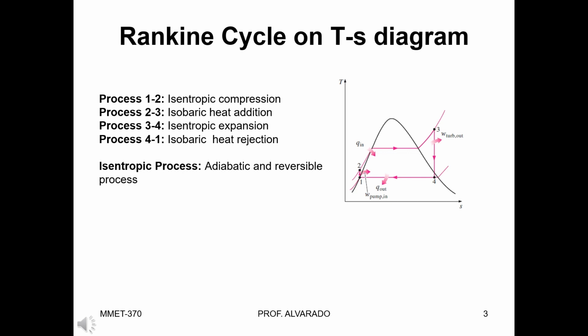This is a reversible constant pressure heat addition in the boiler, where the liquid water is heated up in the boiler and becomes superheated steam. Process 3 to 4 is an adiabatic process where there's an isentropic expansion in the steam turbine. And lastly, the isobaric heat rejection, a reversible constant pressure heat rejection in the condenser, is where liquid water is condensed and moved back to the pump, where the process is adiabatic and reversible.